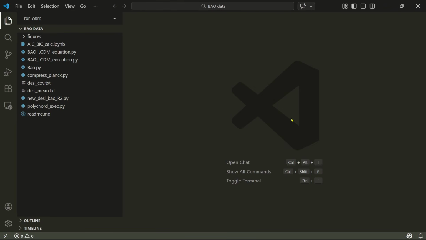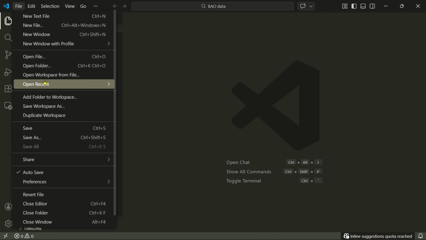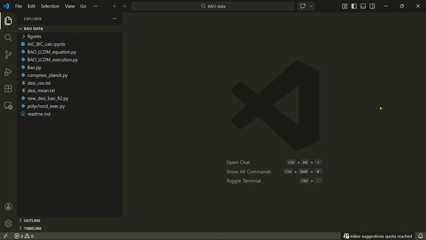Once I have done it, my VS Code will automatically open, and it will import all the necessary files. It means that if you see the path of this VS Code, it will simply show you that I am inside that folder. All right. That is how you can launch your VS Code directly on your desired folder. Okay. Now the LambdaCDM framework has been updated here.